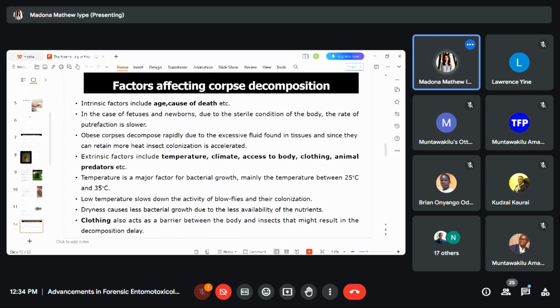Then we all know that the bodies in colder conditions, cold regions, they will decompose very slowly, while those in the hotter regions with more temperature, the procedure will be accelerated, right?